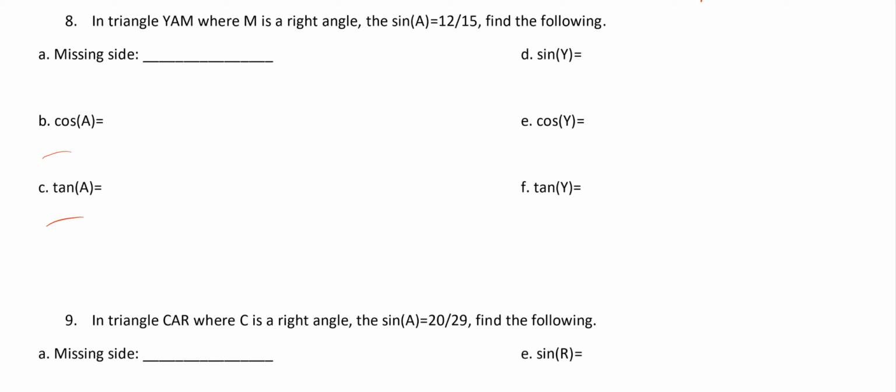Let's draw a triangle here. So we have triangle YAM, where M is the right angle. So let's put that in. M is the right angle, and we have Y, and A must be the other two angles. Okay, so then it says the sine of A is 12 over 15. If you guys remember, sine is the opposite over the hypotenuse. So that means 12 must be the opposite side, and 15 must be the hypotenuse.